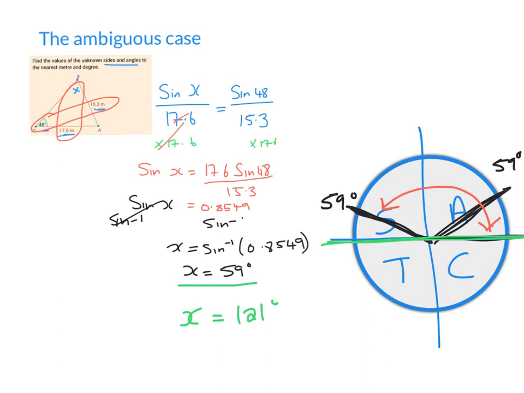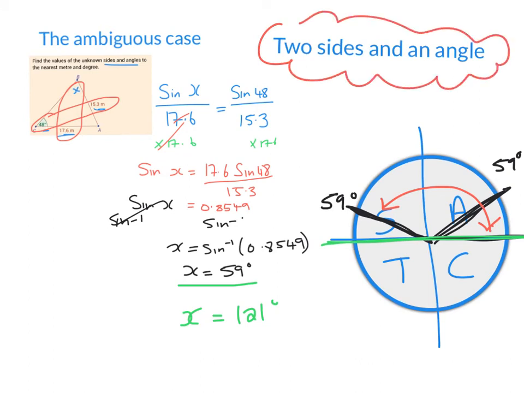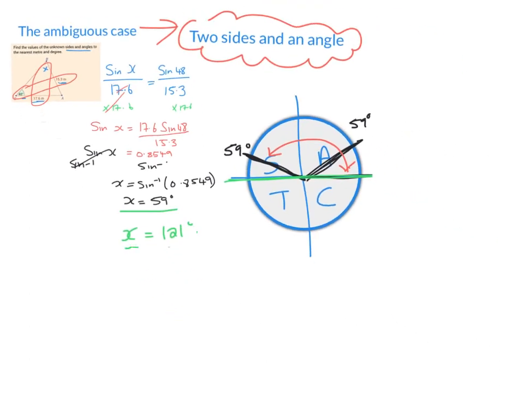So the ambiguous case is super important, and if you're given two sides and an angle, that is when the ambiguous case you may need or will need to happen. So two sides and an angle, that is super important. That is when the ambiguous case may need to come in. So as I said, now I've got two answers. So I'm going to go back.